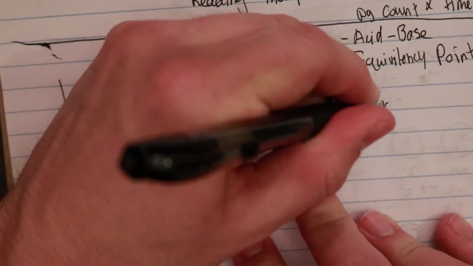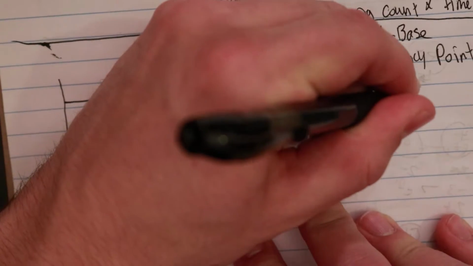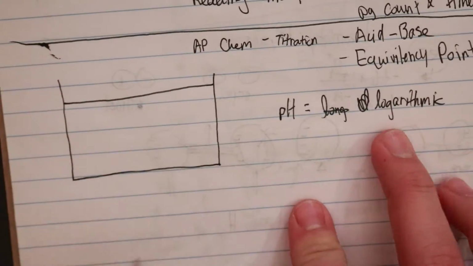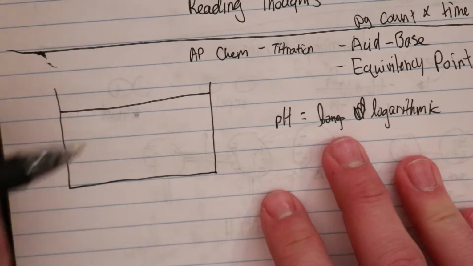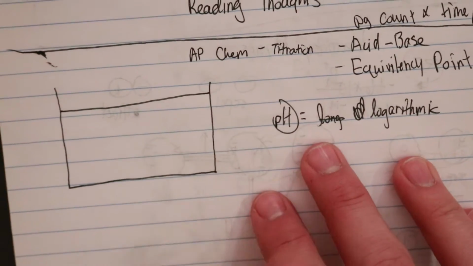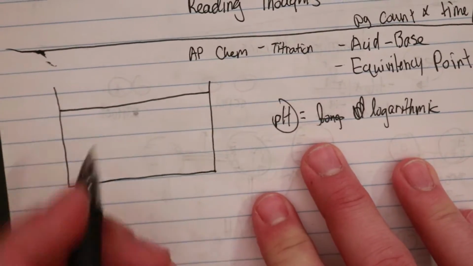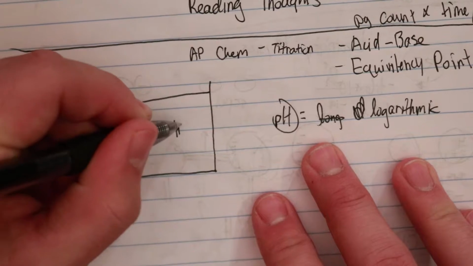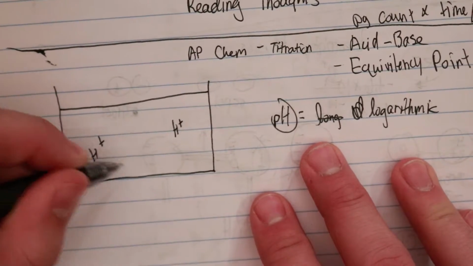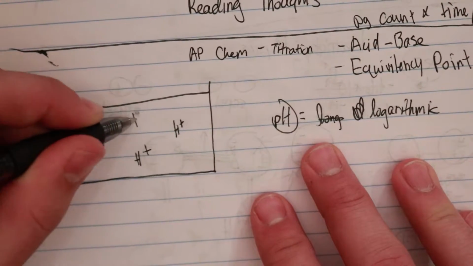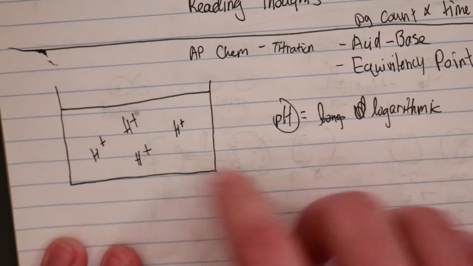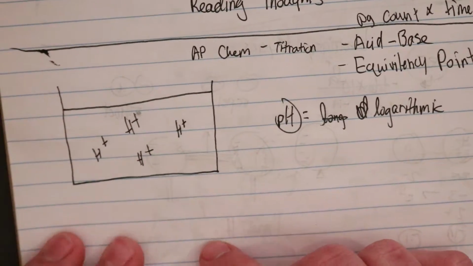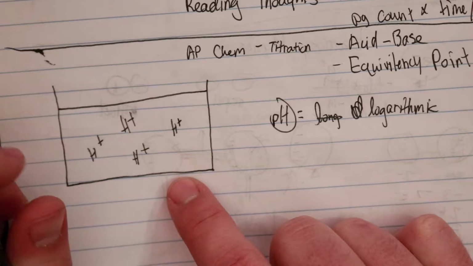Oh my goodness. Logarithmic. I know my spelling isn't the best, but pH, it's a logarithmic scale. But this is just the power of hydrogen, or how many hydrogen ions are in a solution. So if we have a very acidic environment, it's going to have a lot of hydrogen ions. So this would be an acidic solution because we do have a lot of hydrogen ions.